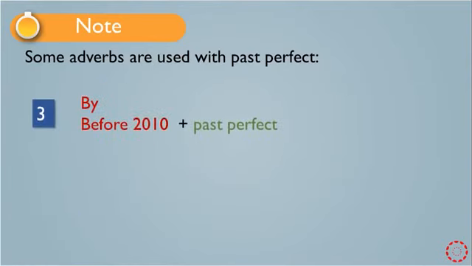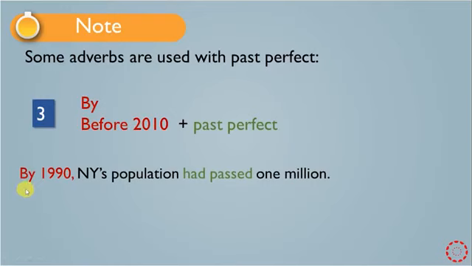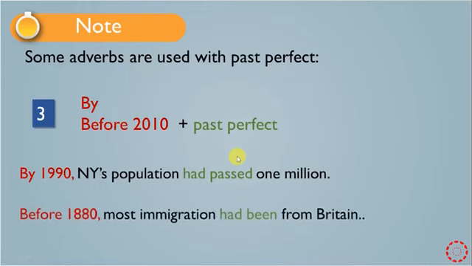The third group is by, or we can say before the time, the specific time in the past, 2010, followed by past perfect. Look at this example. By 1990, NY's population had passed 1 million. This is past perfect, had passed. Another example, before 1880, most immigration had been from Britain.